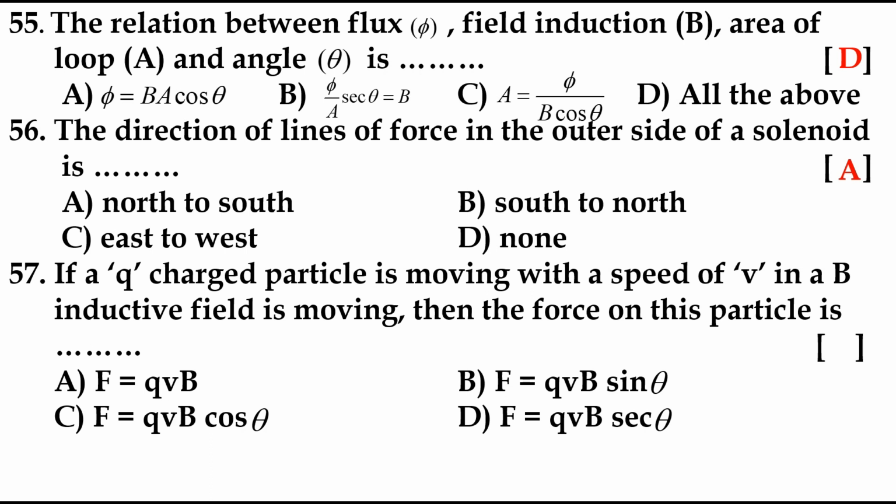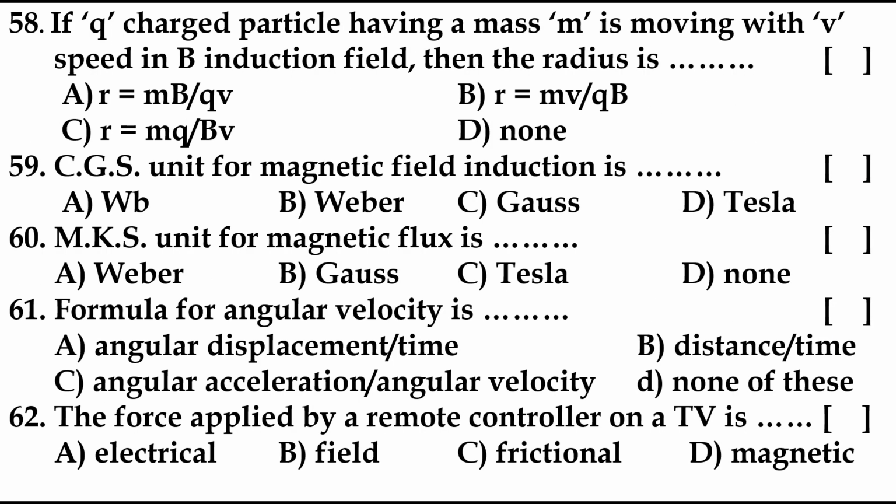57. If a Q charged particle is moving with a speed of v in a B inductive field, then the force on this particle is A. F is equal to QVB. B. F is equal to QVB sin theta. C. F is equal to QVB cos theta. D. F is equal to QVB secant theta. Answer is option B. F is equal to QVB sin theta.